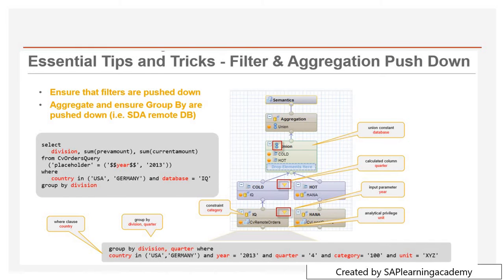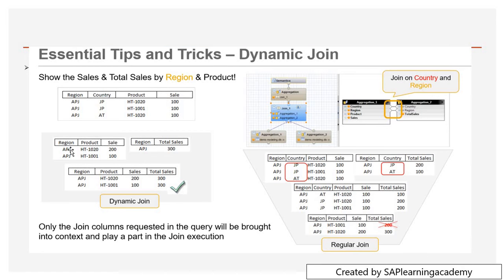So going into the next one, that is the dynamic join. So those are the important tricks, how you need to use the dynamic join.